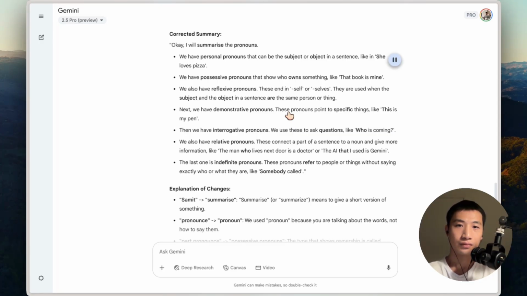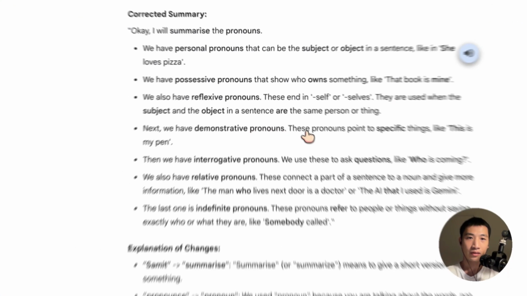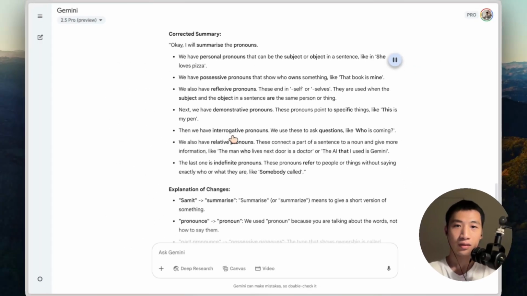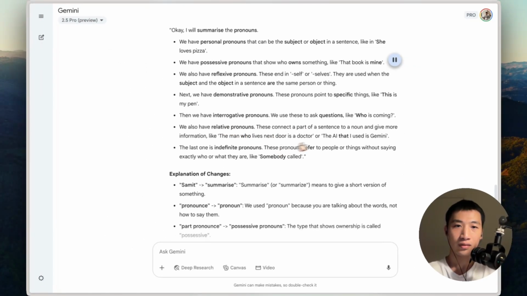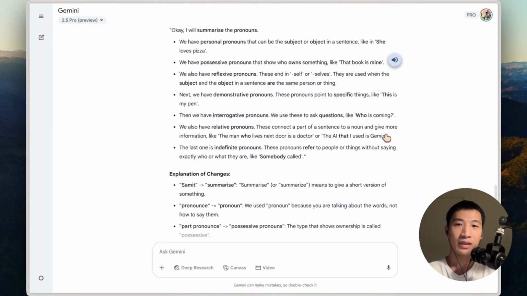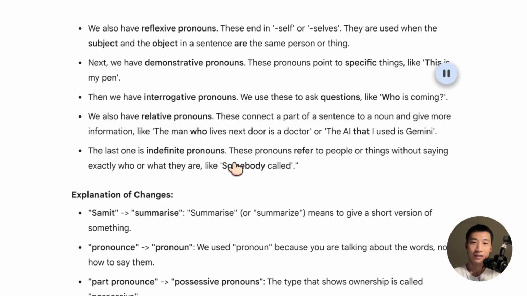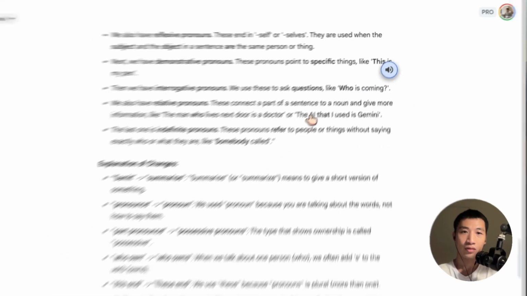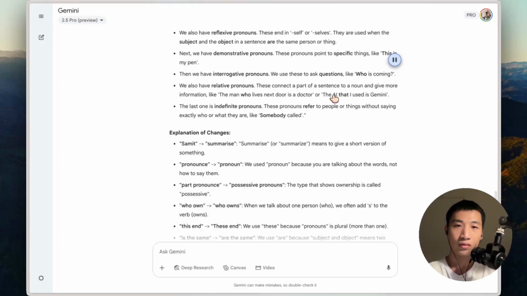Then we have interrogative pronouns. We use these to ask questions, like who is coming? We also have relative pronouns. These connect a part of a sentence to a noun and give more information, like the man who lives next door is a doctor, or the AI that I used is Gemini. The last one is indefinite pronouns. These pronouns refer to people or things without saying exactly who or what they are, like somebody called.